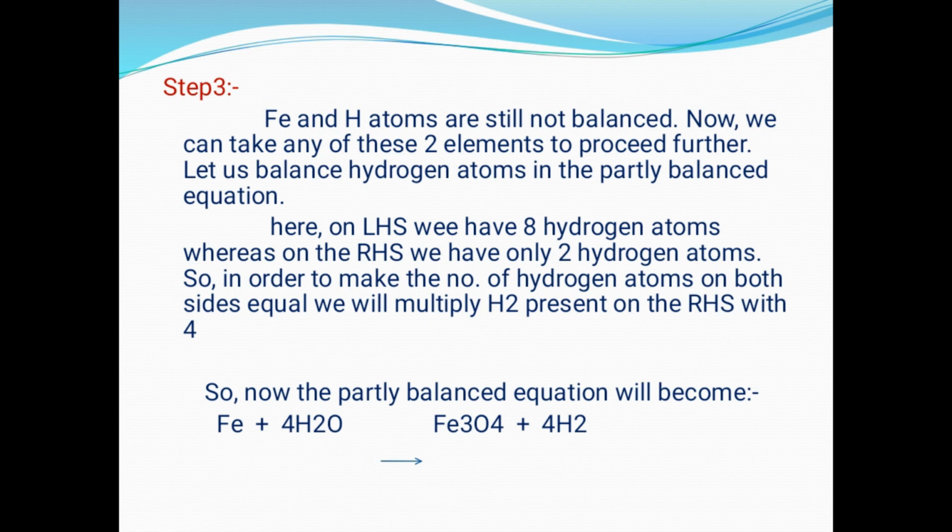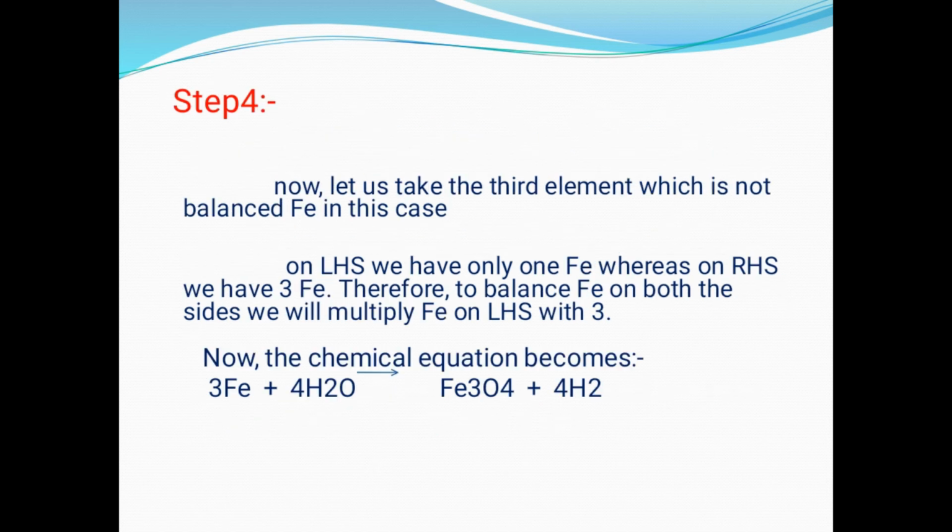So now we will see how to balance that with respect to Fe. If we see that on LHS we have only one Fe, but on RHS we have 3 Fe. So to balance that we have to multiply the Fe on the LHS with 3. So if we multiply it with 3, we will get 3 Fe on reactants as well as 3 Fe on product side. So now by doing all these things, we will get the chemical equation as 3Fe plus 4H2O giving rise to Fe3O4 plus 4H2.